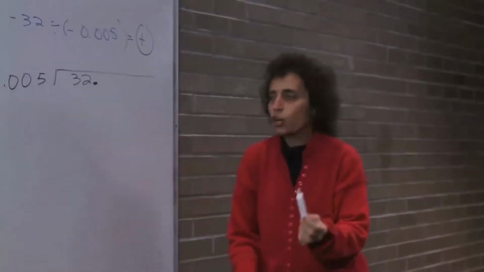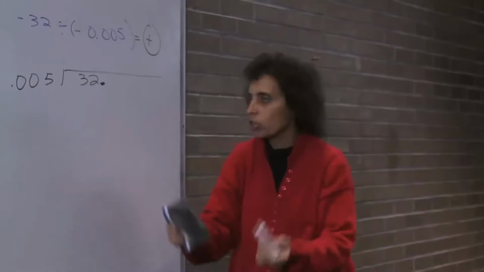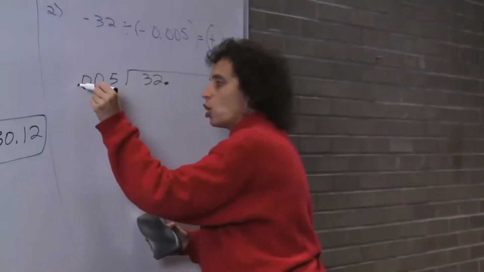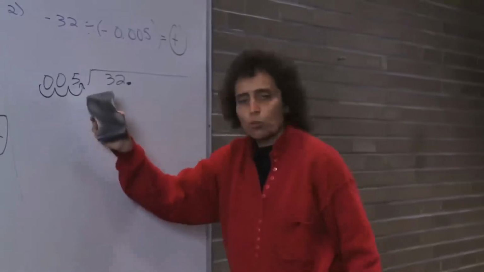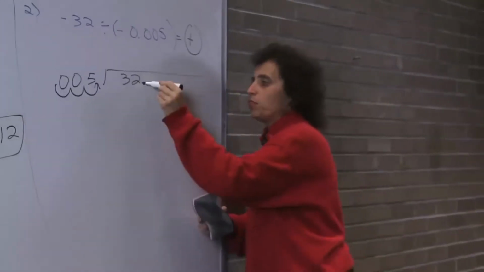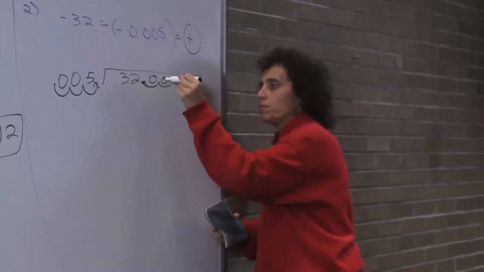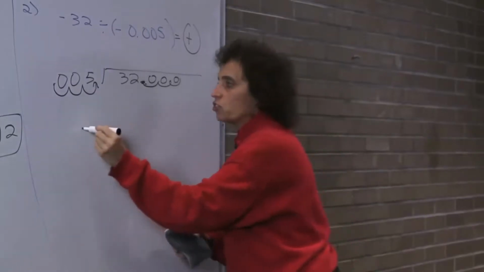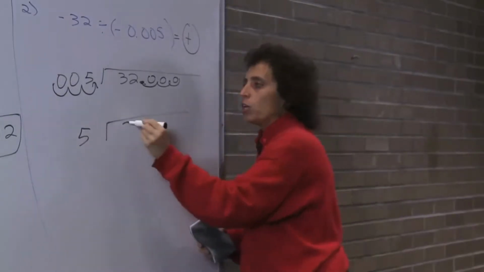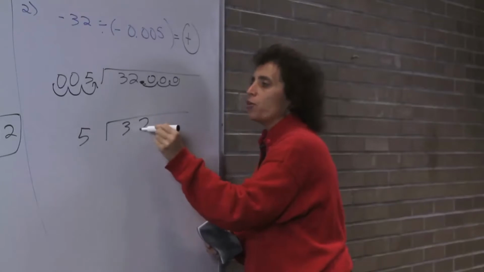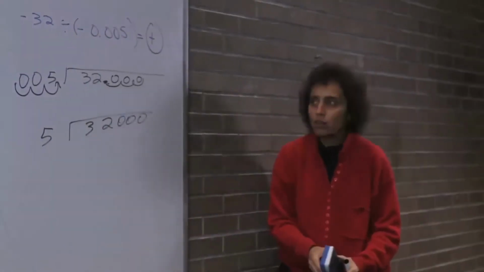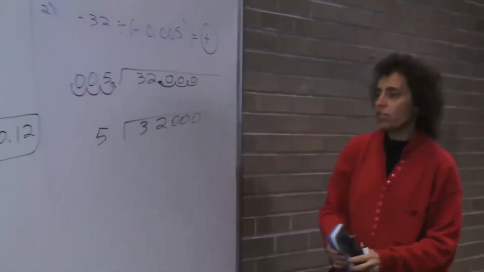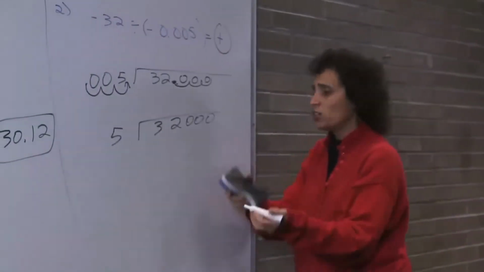Since it's not an integer, we're going to move it to make it an integer. So we've got to move it to the end of the number. 1 place, 2 places, 3 places. If I move the decimal 3 places there, I have to move the decimal 3 places here. So this is really just 5 into 32,000, or 32,000 divided by 5. That's really what you have there. We know the answer is positive, and now I'm going to do short division here.